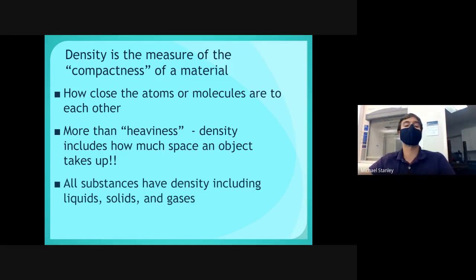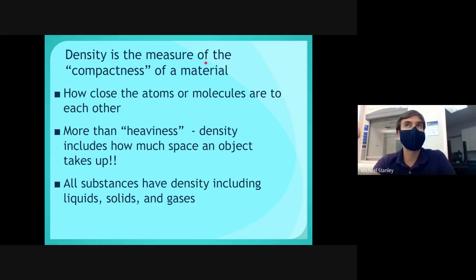All substances have density. So liquids and solids, it's pretty easy to see and kind of experience, but gases have density as well. And then a little bit later, we'll talk about how having gases of different density can change how they interact with each other.